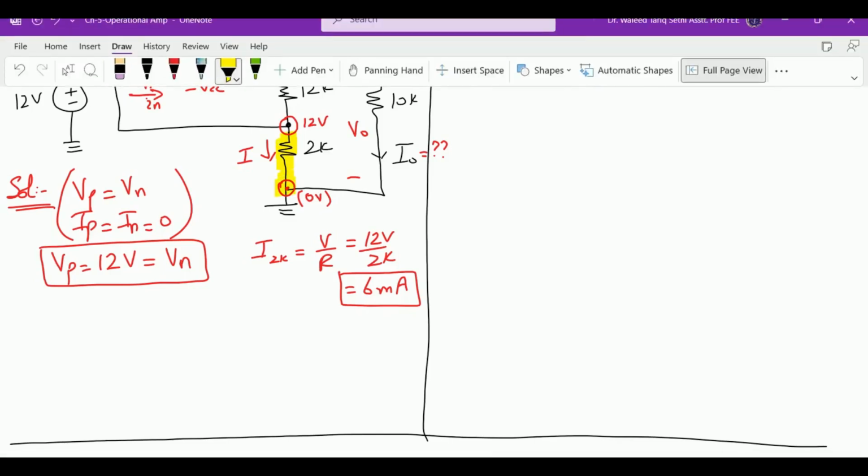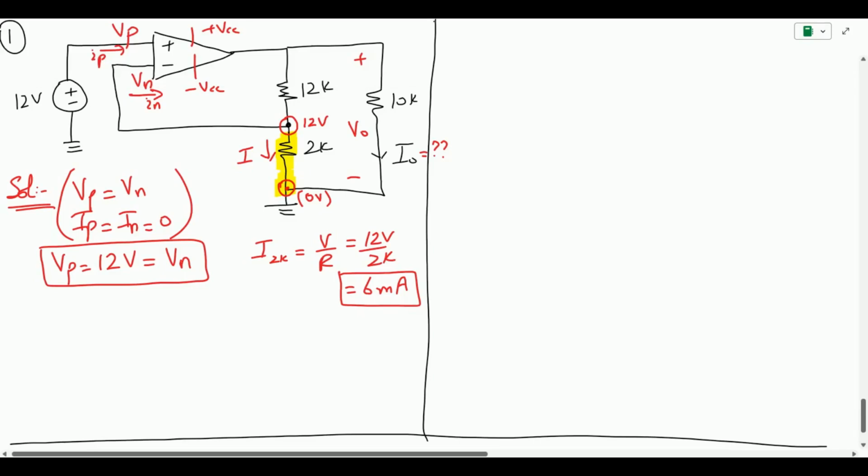Now let us do the further analysis. We know that if this is our common point, KCL says that whatever current enters, it is the same current which is leaving. So if 6 milliamps is leaving from here, we know that 6 milliamps has entered from here as well. So the current over here is also 6 milliamps, and we can also verify that In, which is going over here and then comes over here, is automatically 0. Which means the difference of both currents is going to be 0.